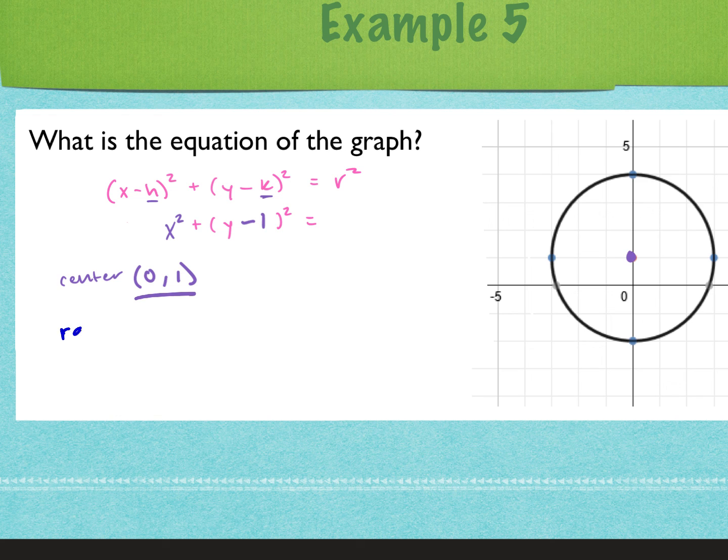All right, and then let's find our radius. How do I find the radius? Count how many from the center. So I go 1, 2, 3. So if the radius is 3, what's going to go in? 9. Awesome. And that's our standard form.